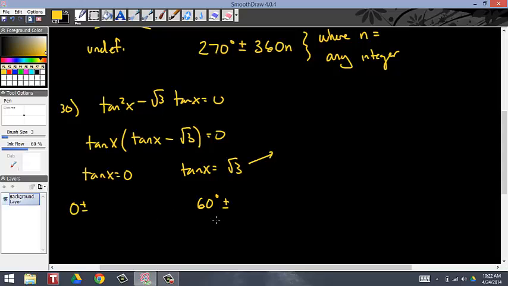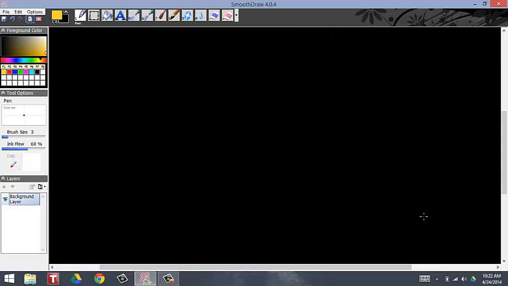Now, tangent's a little bit different. What do we add at the very end of tangent? Devin? 180n, because tangent has a period of 180 degrees or pi radians. And then at the very end, we say where n is equal to any integer. Okay? So that's how you do 30. Have fun with 27 and 25. Those problems should seem familiar.